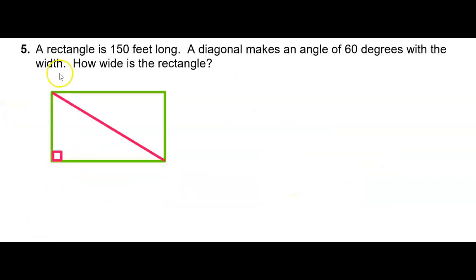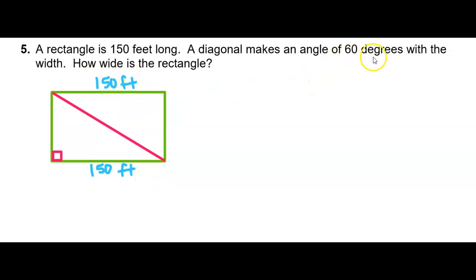All right, a rectangle is 150 feet long. The diagonal makes an angle of 60 degrees with the width. How wide is the rectangle? So I'm going to start with labeling the 150 feet or length on my rectangle. I'm just going to make it the longer side. And it could be this bottom side, or likewise we could put it at the top here and make that length 150 feet as well.